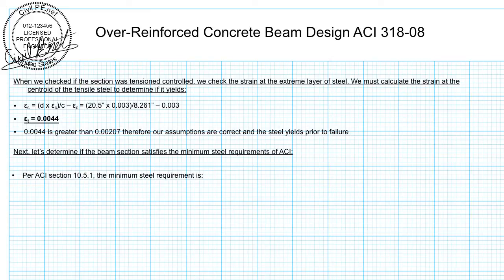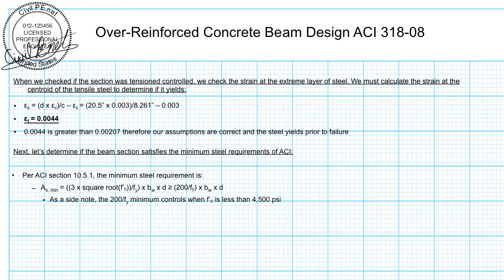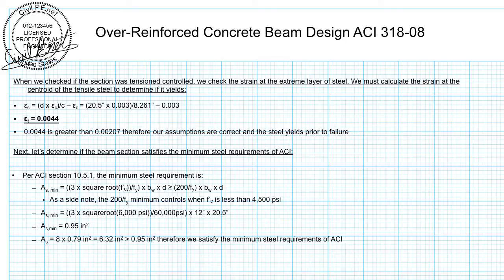So per ACI section 10.5.1, the minimum steel requirement is A_s min equals 3 root f prime c divided by f sub y times the width of your web times the depth. Now that depth is from the extreme compression fiber to the center of your group of steel. And that has to be greater than or equal to 200 over f sub y times b_w d. So for us, we substitute in our values, and we get our A sub s min has to be greater than 0.95 inches squared. Now, we have 6.32 inches squared, which is way greater than that 0.95 inches squared, so therefore we satisfy these minimum steel requirements.